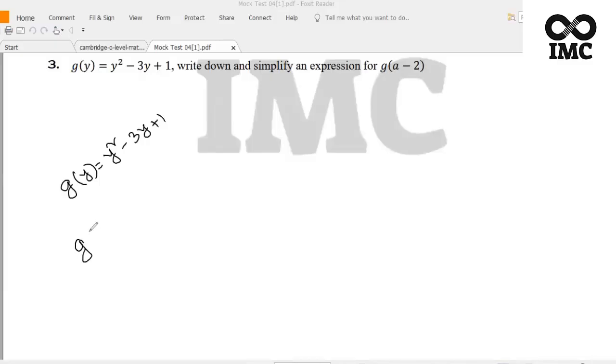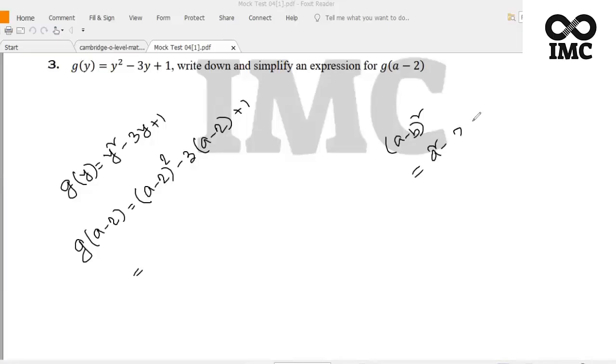Now, g of a minus 2 will be, instead of y, we need to substitute a minus 2. So, instead of y, we can write (a minus 2) whole square minus 3 into, instead of y, (a minus 2) plus 1. So, here (a minus b) whole square. What is the formula for (a minus b) whole square? That is a square minus 2ab plus b square.